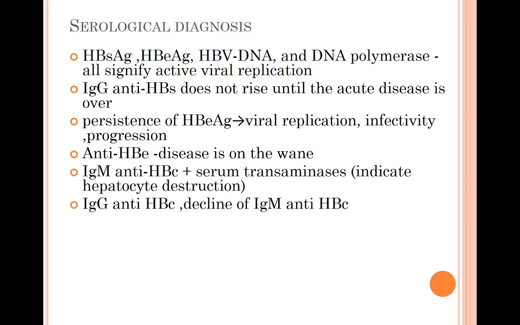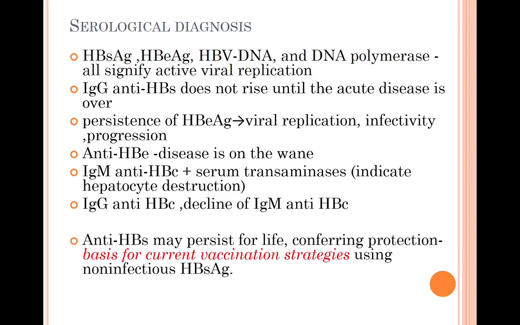IgM is an antibody which is seen in the acute phase. If serum transaminases are also increased along with the IgM, it indicates that there is hepatocyte destruction. IgG anti-core HB can appear with decline of IgM. That should happen along the way. And antibody to HBs is the basis for current vaccination strategies, which is to look for the antibodies. Supposing you have taken a hepatitis B virus vaccine.